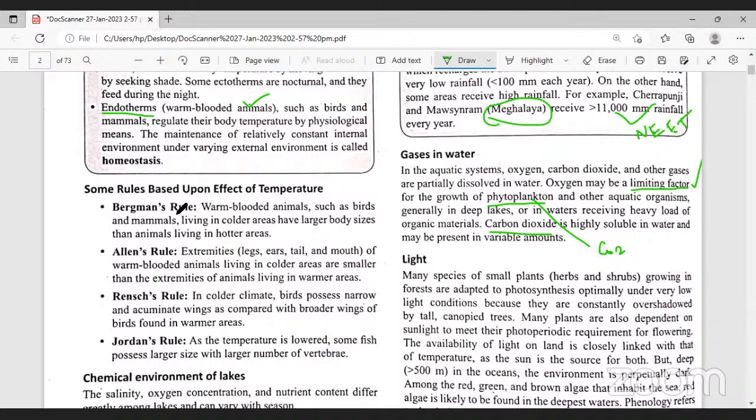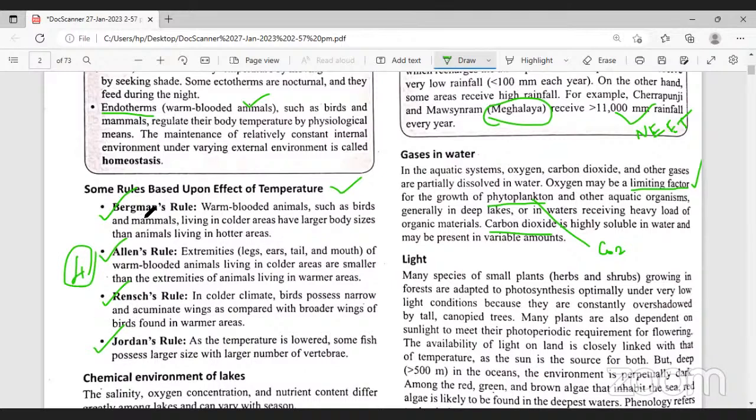Don't forget, my dear students, there are some rules based on the effect of temperature. Here, what are the rules they have given? There are 4 rules that have been reported. One is called Bergmann's rule, first one, Allen's rule, second one, Rensch's rule, third one, and Jordan's rule, the fourth one. So these 4 rules are followed with respect to temperature.